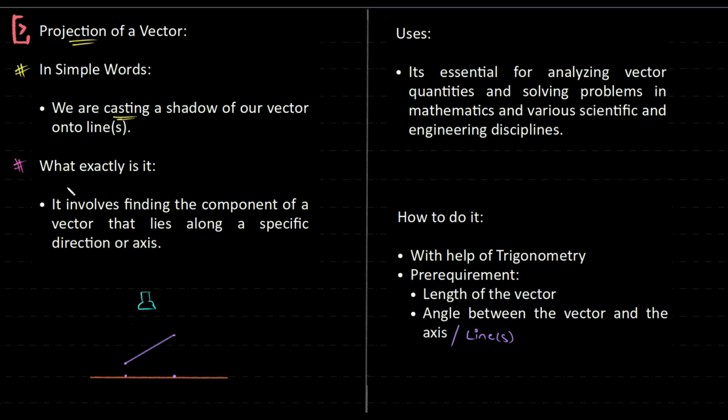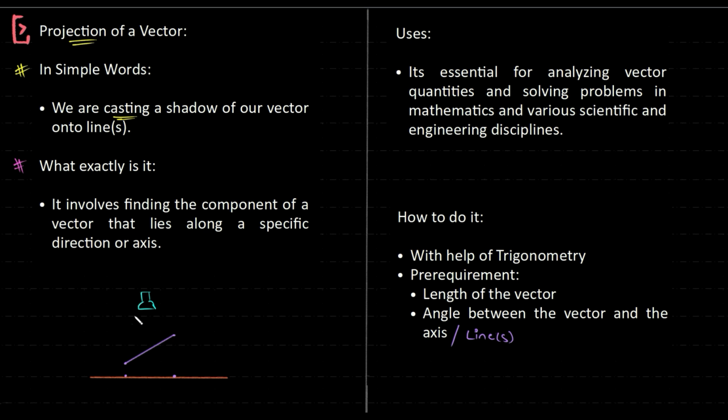So what exactly are we doing? It involves finding the component or the part of the vector that lies along a specific direction or axis. It need not be only along the x and y axis. It can be between two lines, and so on and so forth.